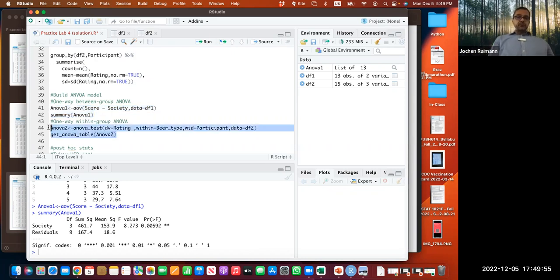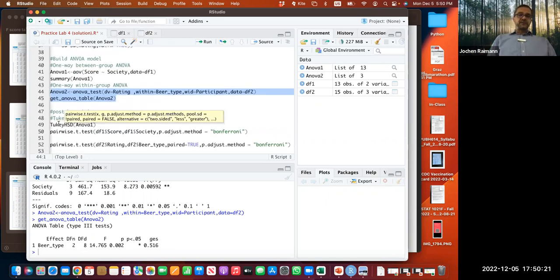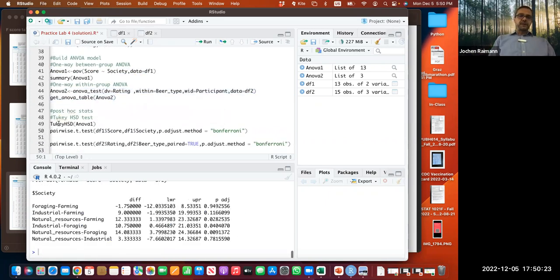The same you can do with your within groups ANOVA, which is basically the second code here, which is ANOVA 44 to 45. Gets you here the beer type, degrees of freedom between the beer types, gives you an F score, gives you a P value, and basically gives you the same results we calculated in Excel. Post hoc testing, Tukey HSD gives you here an overview between the respective comparisons.